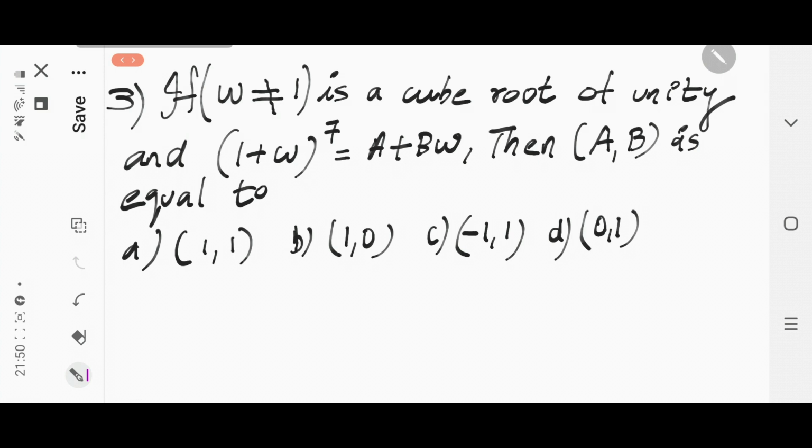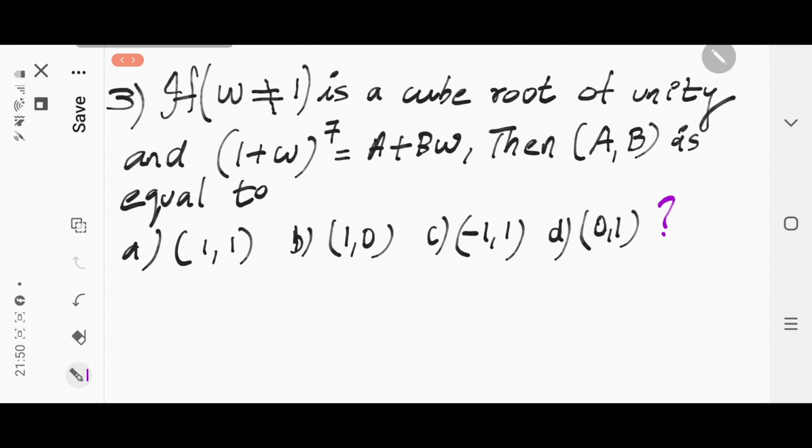Okay. Going to the third question. Here it is given that if omega not equal to 1 is a cube root of unity and 1 plus omega the whole raised to 7 is equal to A plus B omega, then the ordered pair (A, B) is equal to, you go for option A, B, C or D. Okay, how to do this question? How to do this one?